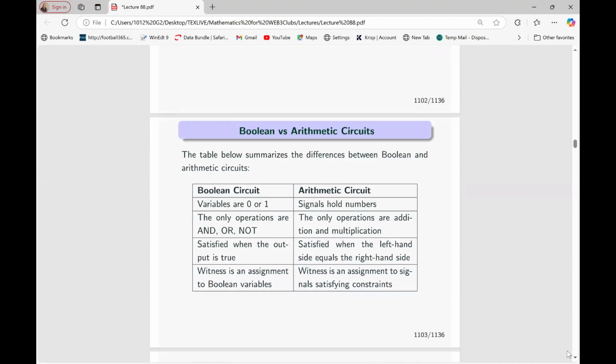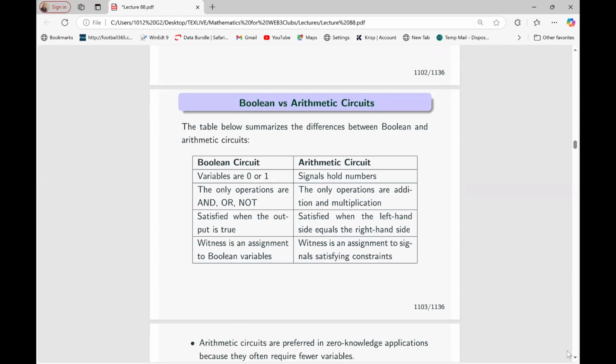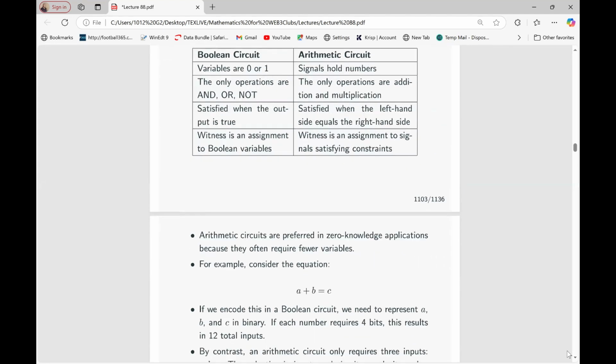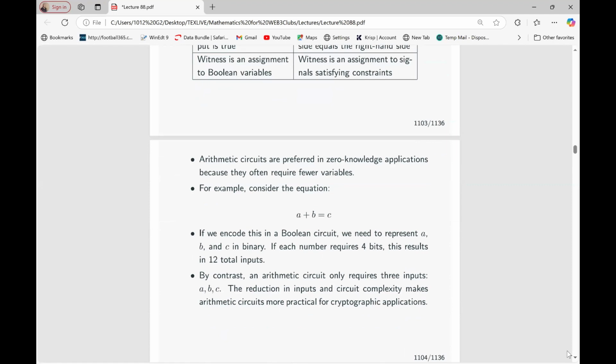Now, this is just the differences between Boolean circuits and arithmetic circuits. From the start, I began by telling you that the two would perform the same thing, only that the arithmetic circuits have an advantage over the Boolean circuits. But now these are the differences. You can look at them later. This example has already been explained.